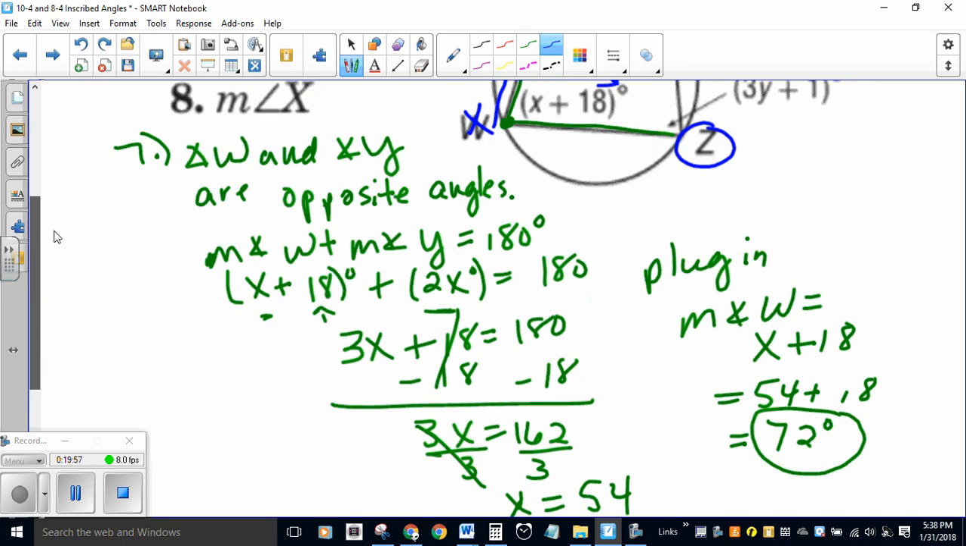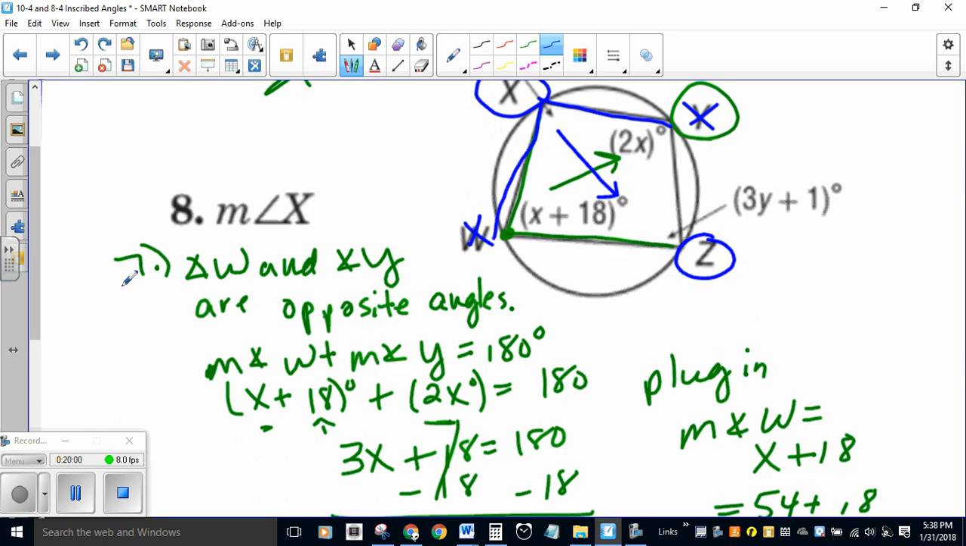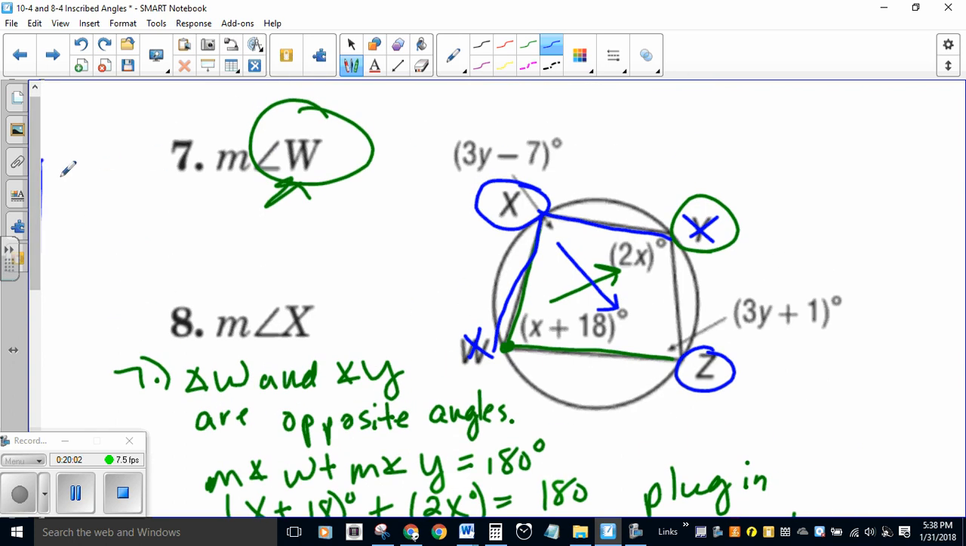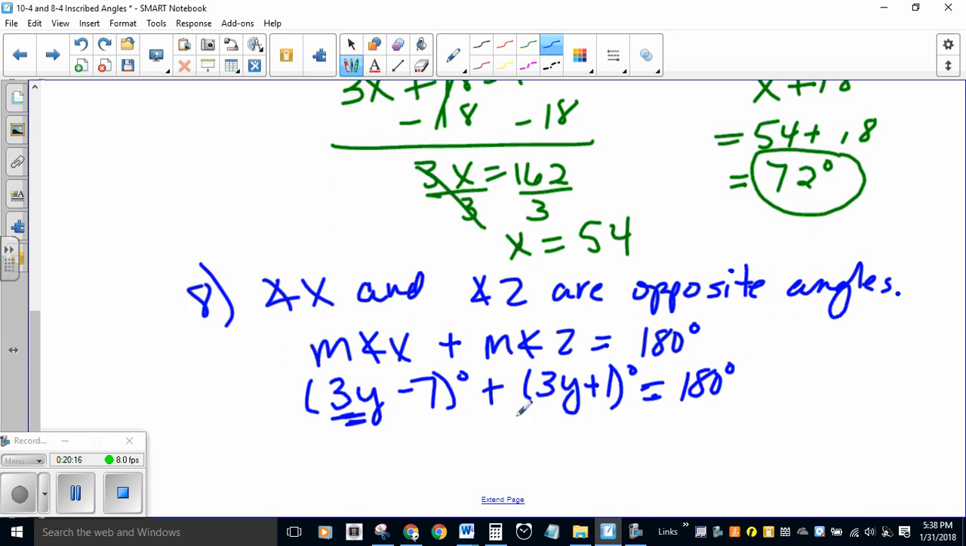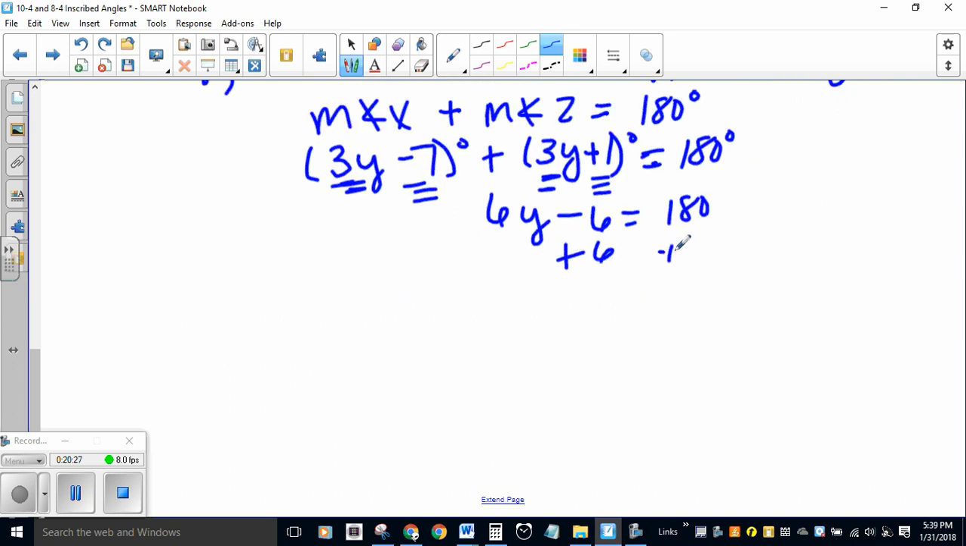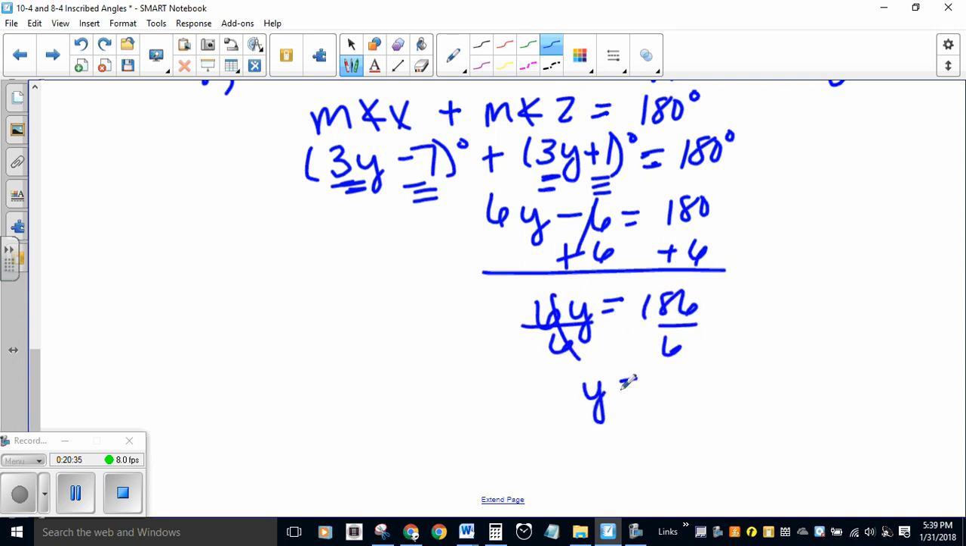So angle X is 3y minus 7 degrees, and angle Z is 3y plus 1 degrees. So I add my like terms, so I add 3y and 3y and I get 6y. I add negative 7 and positive 1 and I get negative 6. I'm going to move 6 to the other side by adding. So I'm going to get 6y is equal to 186. I divide by 6 and I get y equals 31.